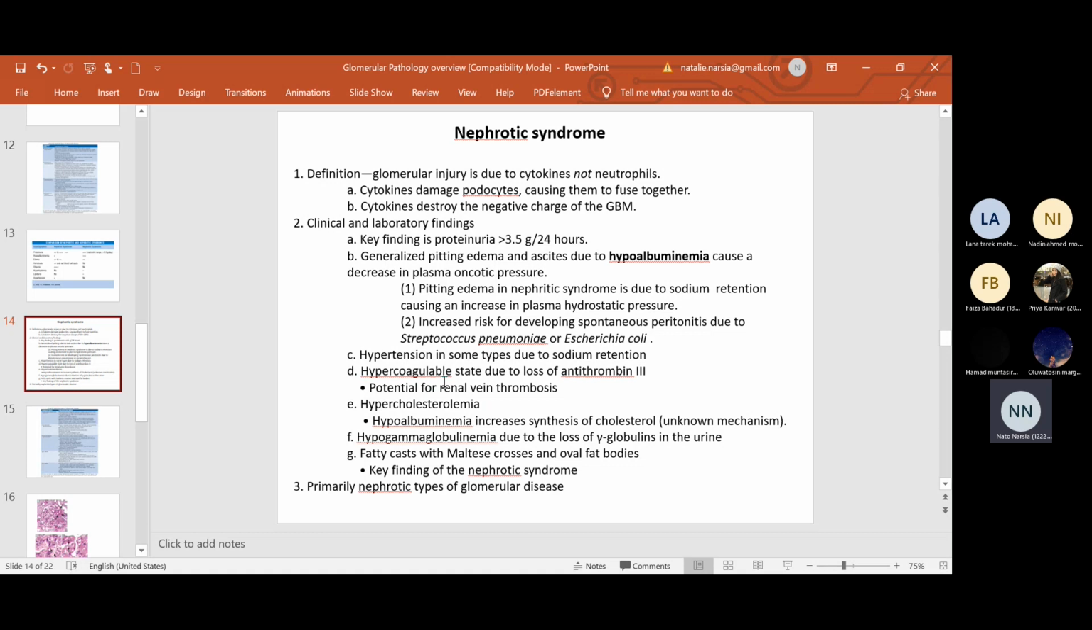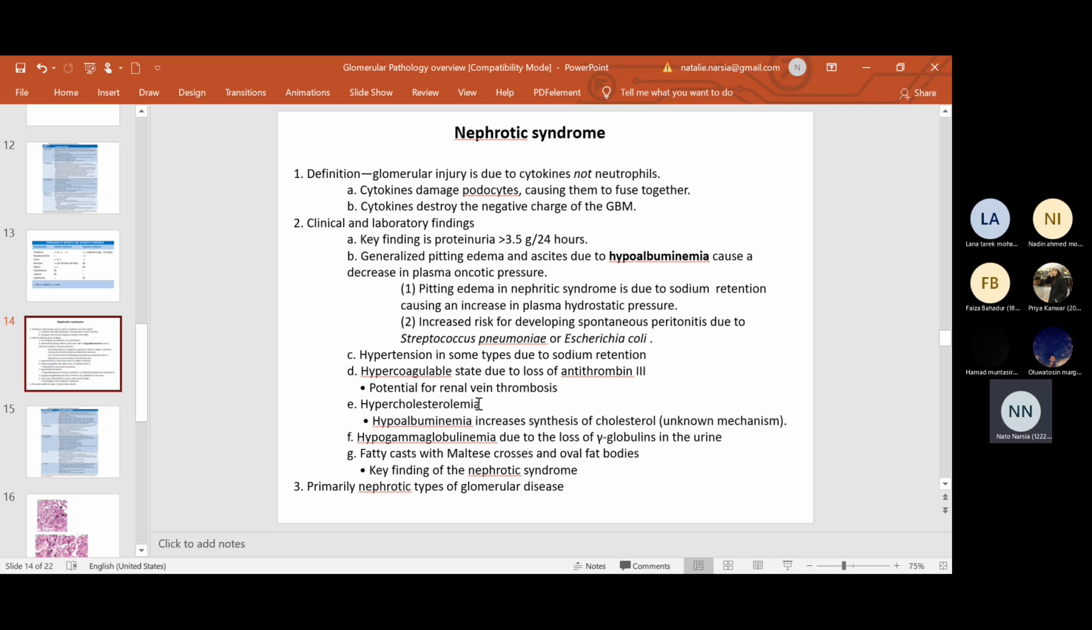Coagulation is increased because as you have nephrotic syndrome, these patients usually lose antithrombin 3, and finally it will lead to potential for renal vein thrombosis. Renal vein thrombosis, guys, is a complication, and if you have a question about complication in a clinical case, you should know the mechanism. Okay, you should know the mechanism, and if you know this mechanism, it is very easy.